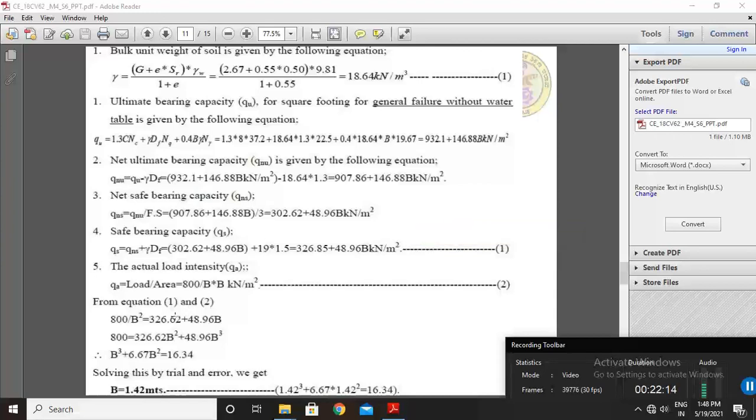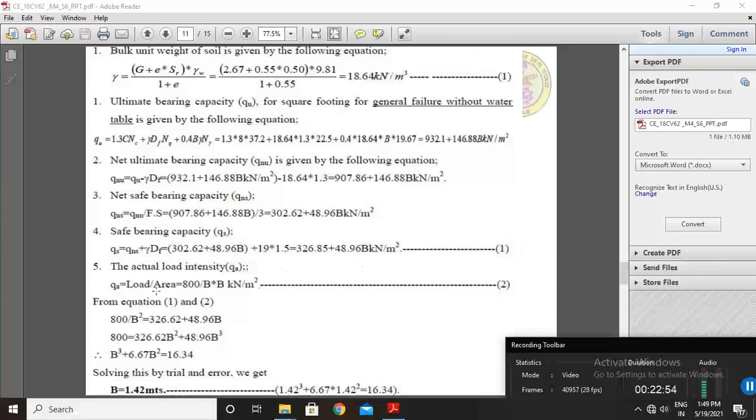Then now we calculate safe bearing capacity. qs is given by the relation safe bearing capacity equal to net safe bearing capacity plus overburden pressure, that is gamma into Df. So here net safe bearing capacity is 302.62 plus 48.96 times B, plus gamma is 19 into Df is 1.5. So we get safe bearing capacity in terms of B in kilonewton per meter square, that is 326.85 plus 48.96 times B in kilonewton per meter square. This is equation number 1.